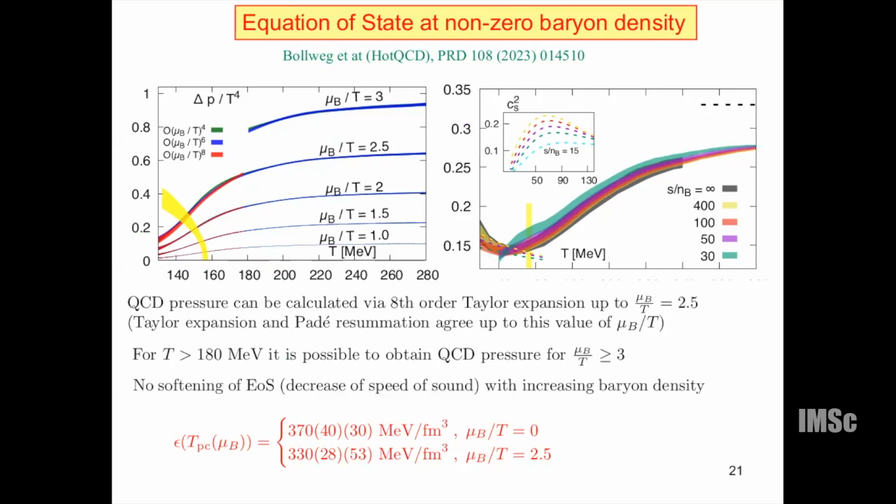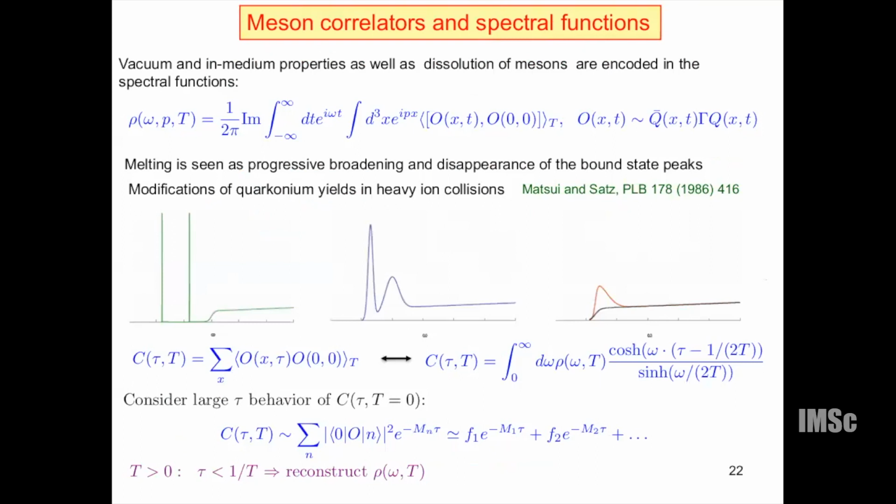And you see that there is not much change in the speed of sound. As you increase the density, there is no softening of the equation of state, no decrease in the speed of sound, as you would expect if you were approaching a second order or first order phase transition. So the speed of sound is unchanged, or actually slightly increases with increasing density. It never goes beyond 1/3. It's never close to 1/3.